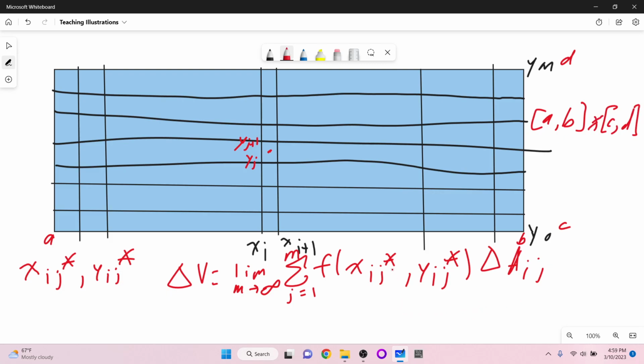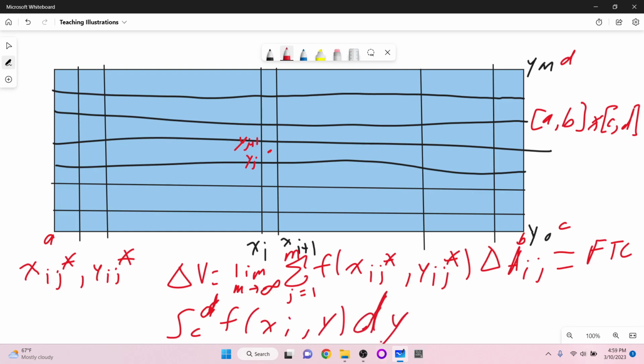Okay, well, we are summing over each piece. We are multiplying by its area, and then we're taking the limit to infinity. Well, this allows us to use the fundamental theorem of calculus from Calculus 1. This is the integral from c to d of f of xi, y dy. Now let me stop for a second and let's think about what this means.